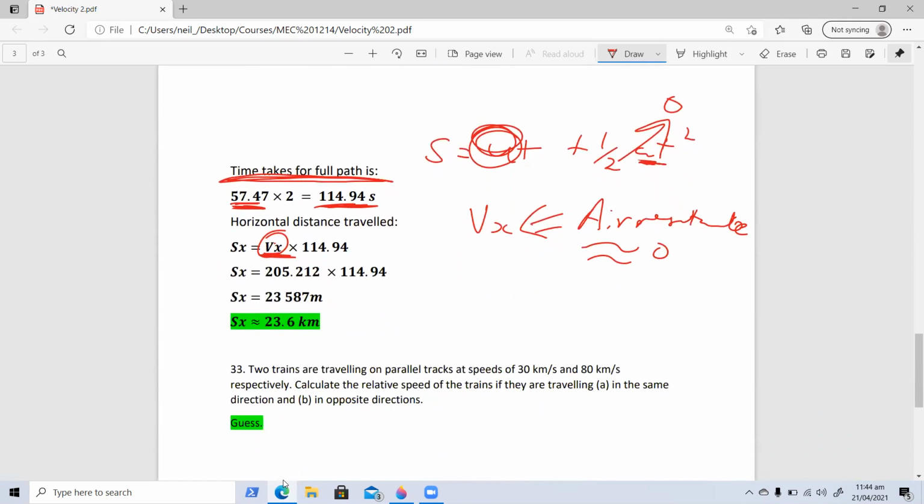So the horizontal distance traveled is equal to 205.212 times 114 seconds, which is equal to 23,587 meters, or 23.6 kilometers. Okay. Now, any questions overall?